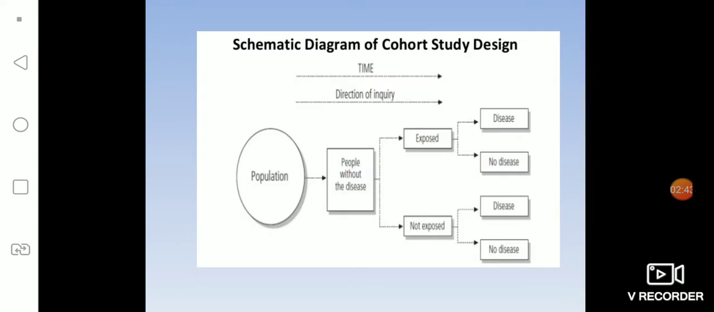Now this is a schematic diagram of a cohort study where people are selected from the population who are without the disease, and then we examine those who are exposed and those who are not exposed, and the occurrence of disease among the exposed and among the not exposed. So disease is there, no disease, among the same population.